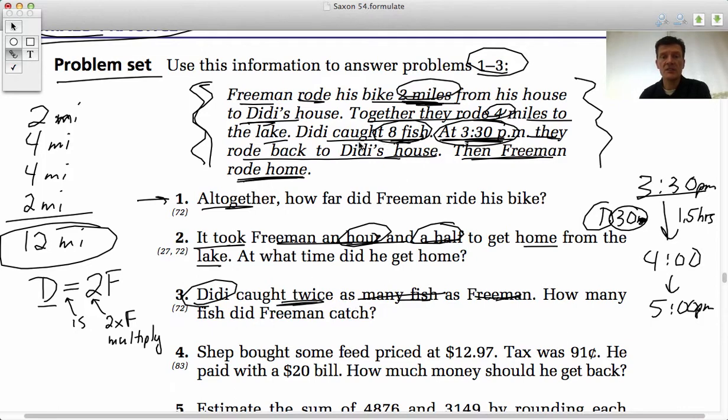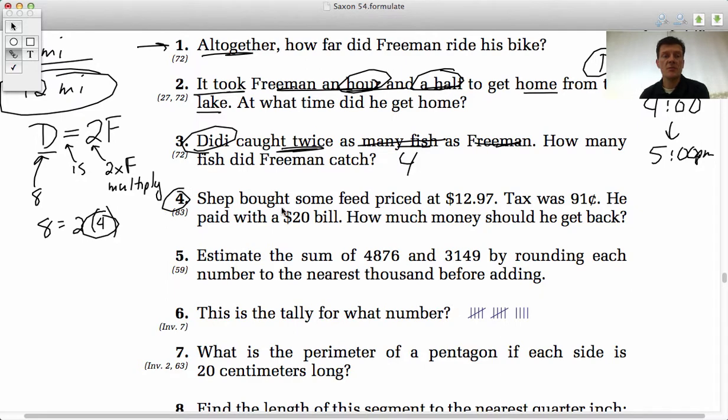So, it says up here, Dee Dee caught 8 fish. So if this D right here, they tell us is 8, well, if you take 2 times some number, you will get 8. So Freeman must have only caught 4, because 2 times 4 is the 8. Or 2 times something is what they're asking. 2 times something is 8. So that number is 4. Okay?